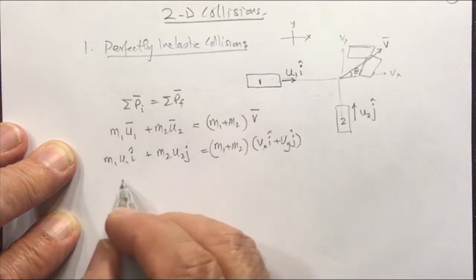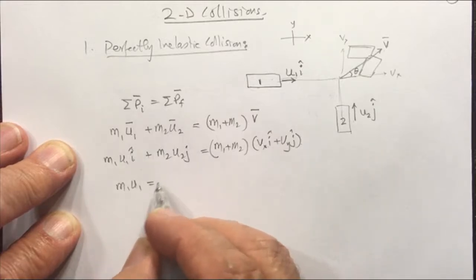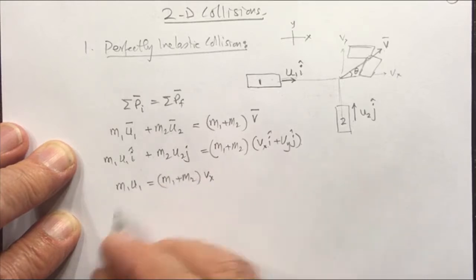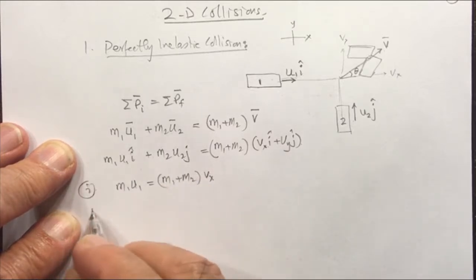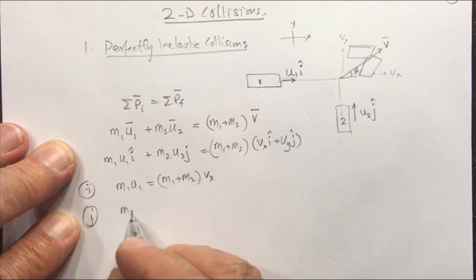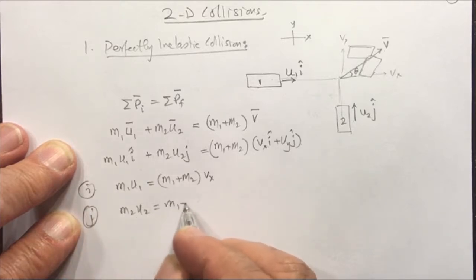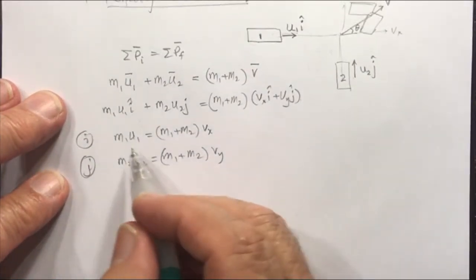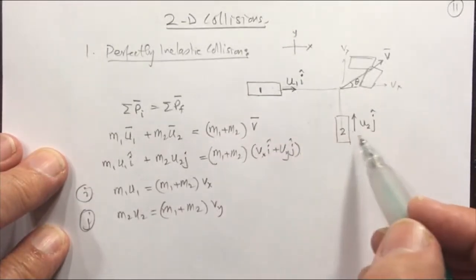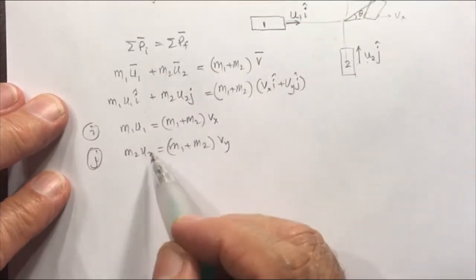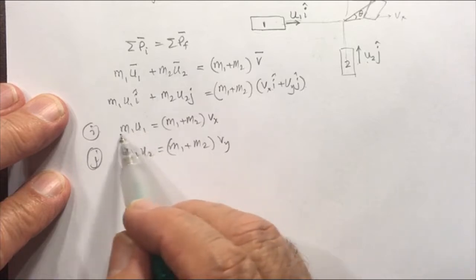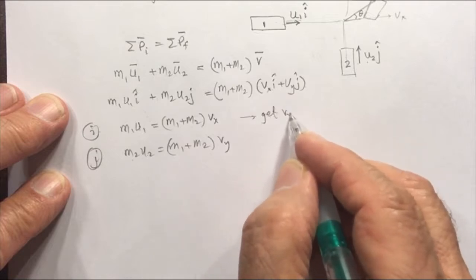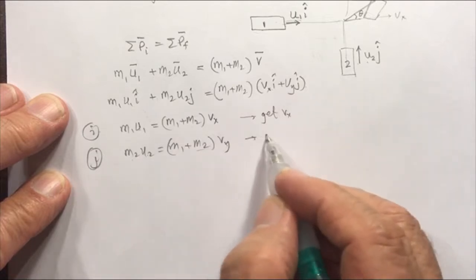Now, the i can only be equal to the i and the j can only be equal to the j. So if we separate out the i's, we'll get m1 u1 equals m1 plus m2 times vx, and the j equation will give us m2 u2 equals m1 plus m2 times vy. Now we know u1 and u2, and we know the masses, so in this equation everything is known except vx. So from here we get vx, and from here we get vy.